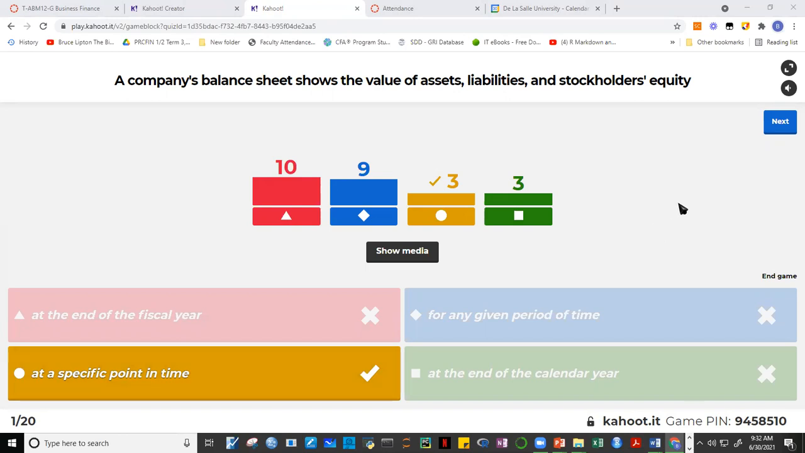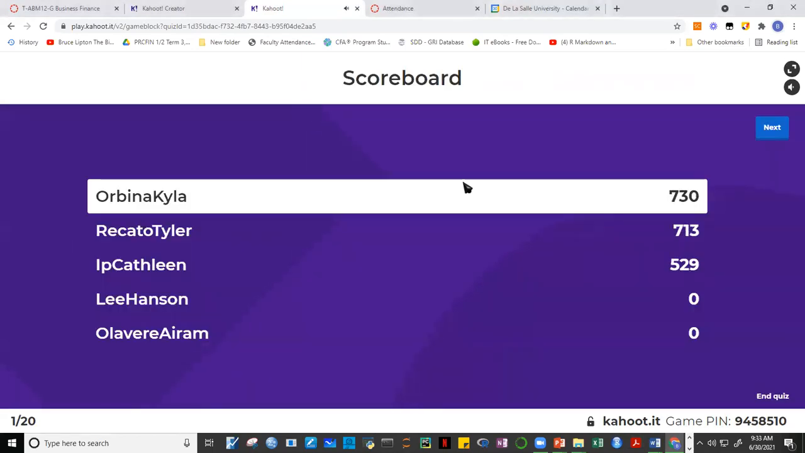Kaya nga, pag nakikita natin balance sheet, di ba, as of. Pag income statement naman, for the period. Because ang income statement, minimeasure natin from the beginning, let's say January 1 hanggang December 31, kinokulate lahat ng sales, ng expenses. On the other hand, guys, ang balance sheet as of a specific point in time. So that's letter C. Okay, so 3 got it, guys. Okay, next question. So Kyla, number 1, tapos si Tyler, no? Tapos si Kathleen. So 19 more questions, guys.